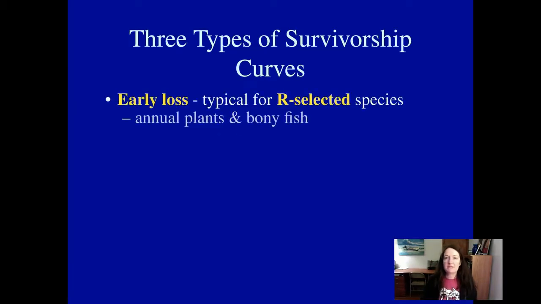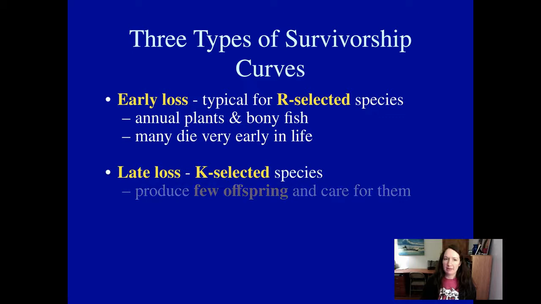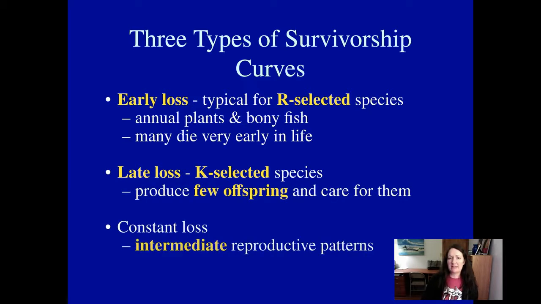So those are the three types of survivorship curves that I just described. The early loss is typical for r-selected species. So plants that die every year, annual plants. Bony fish, they die very early in life. I often think of, I don't know if you guys have ever seen it, the sea turtles on the beach being born and all the seagulls are coming in to get them. That's what I think of when I think of the early loss species.